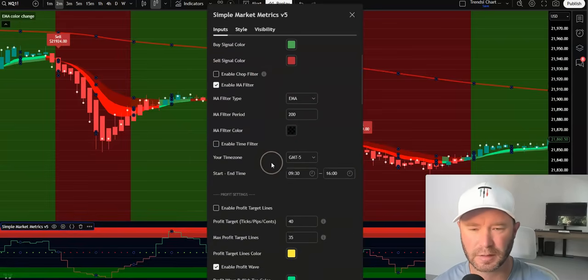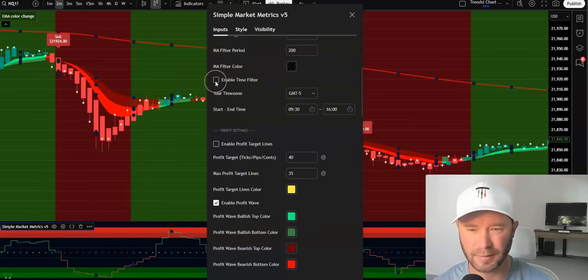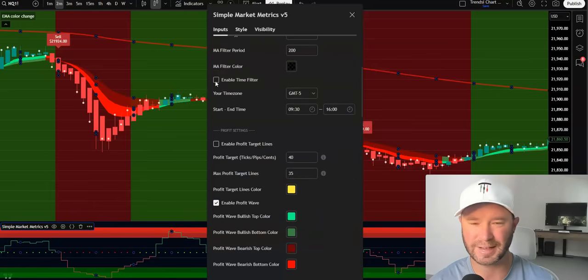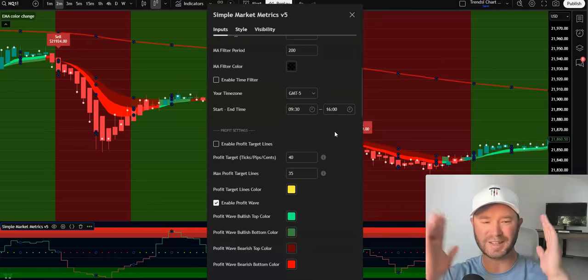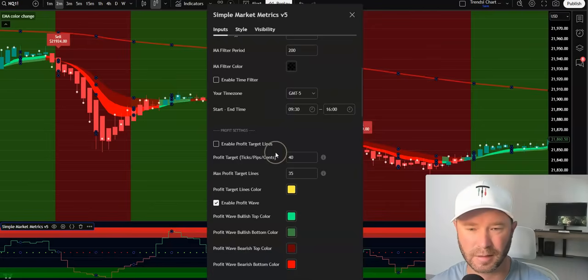So let's keep going through this. You can enable a time filter, which is actually really nice. So if you're someone who's like, Justin, I only want to see signals between this time, and that's it, you can do so. So if you wanted to just say, I only want to see signals that are an hour after market open and only goes to 11 a.m., you can just type that in here. So you will only see signals on your charts between this time.